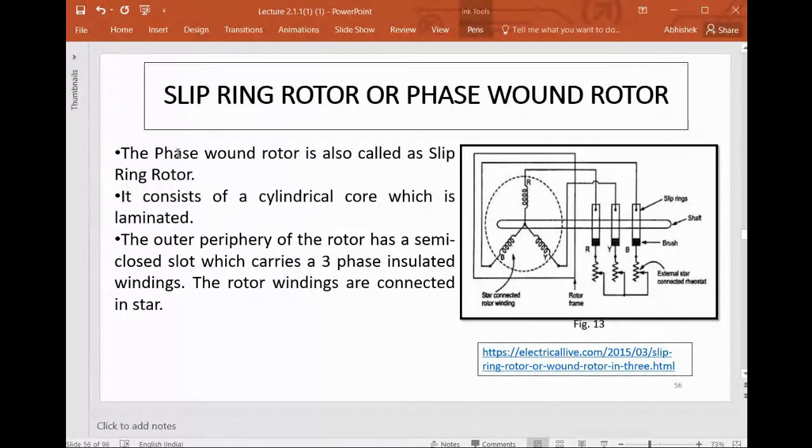The three-phase wound rotor is also called a slip ring rotor. It consists of a cylindrical core which is laminated. The outer periphery of the rotor has semi-closed slots which carry a three-phase insulated winding. The rotor windings are also connected in a star formation. So this is a star, or you can use star as well as delta also. This is a star formation.